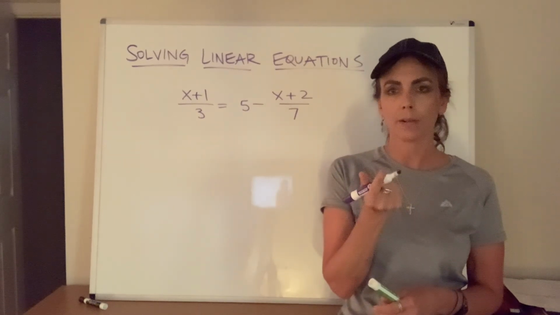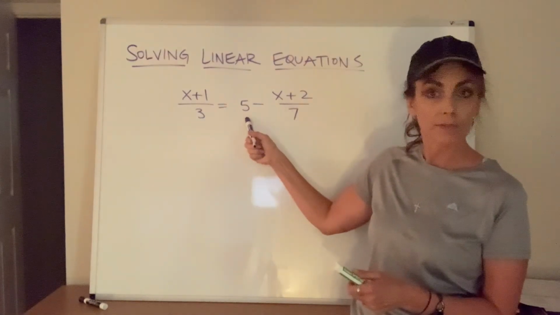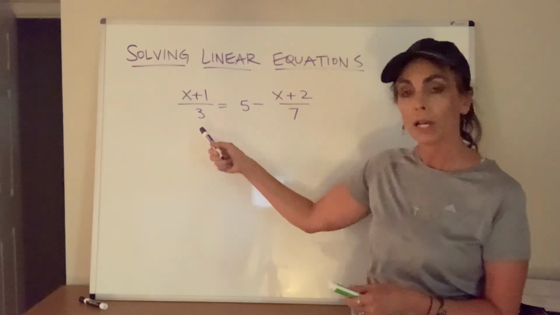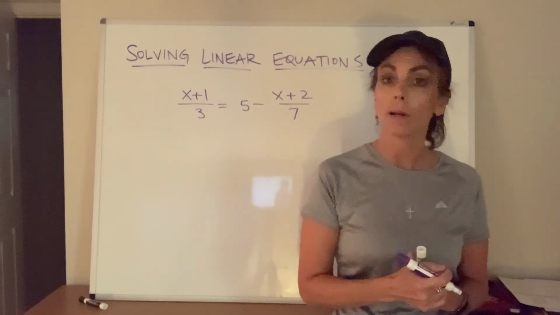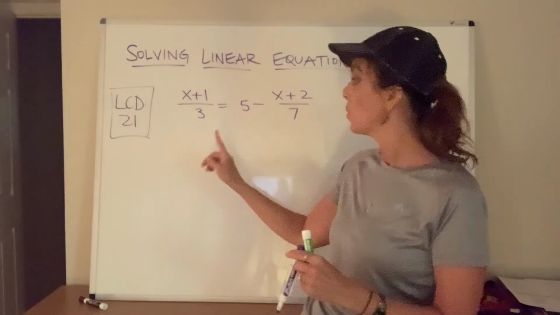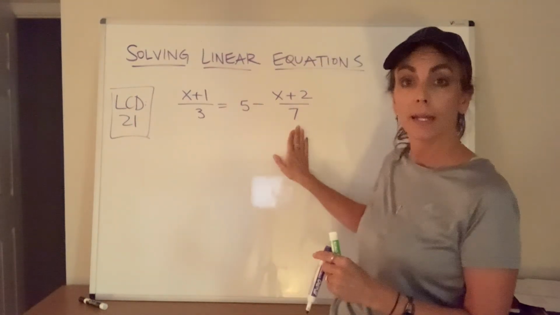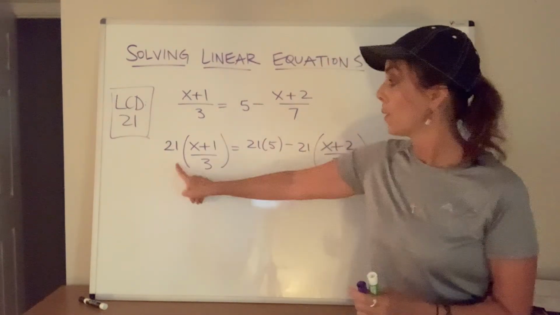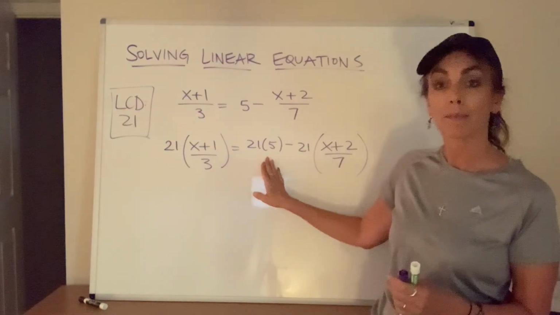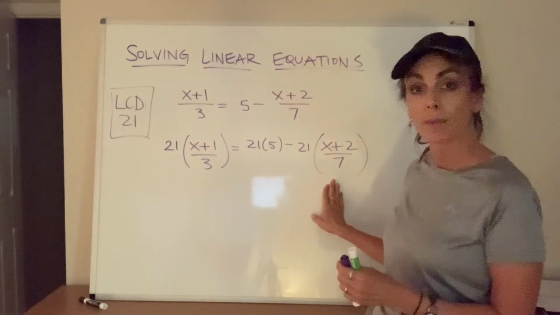What numbers am I considering? 3, 7, 5? Not the 5, because 5 is not a denominator. I just need to think about these two. And the least common denominator is going to be 21. Now, take a second and rewrite the entire equation so that each piece is multiplied by 21. Here, here, and here. Okay, so 21 times this piece, x plus 1 divided by 3, equals 21 times the 5, minus 21 times this piece, x plus 2 divided by 7.